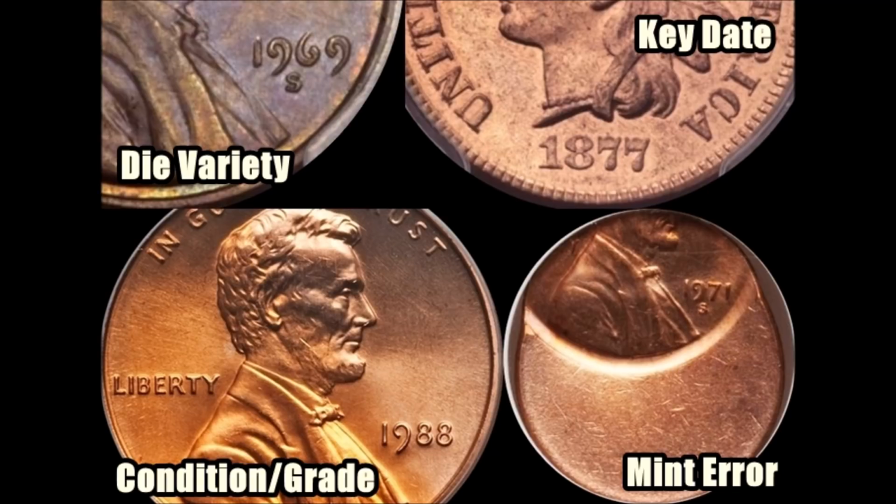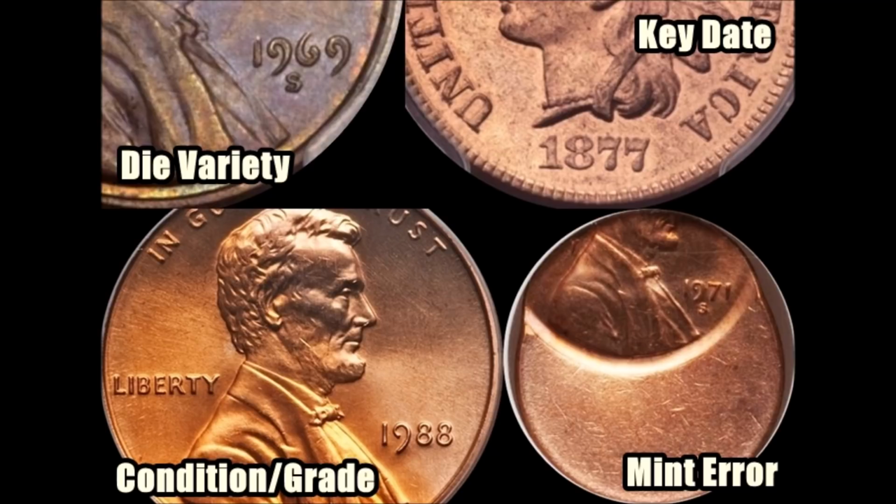And then finally, we're going to look at mint errors as well. Could this be the factor that drives the price of coins up? I don't know. This off-center Lincoln cent looks pretty radical in nature as a mint error. And there's just no doubt about it, these coins are worth quite a bit of money.